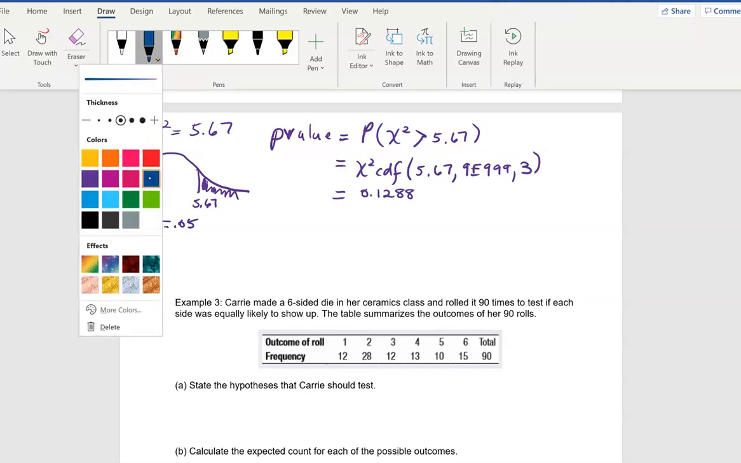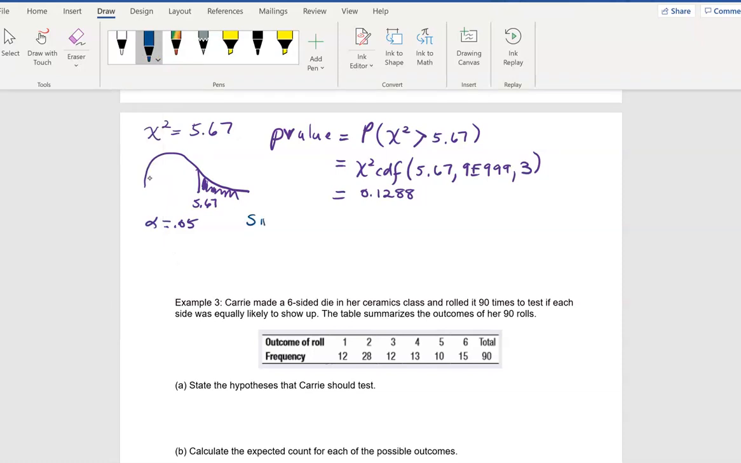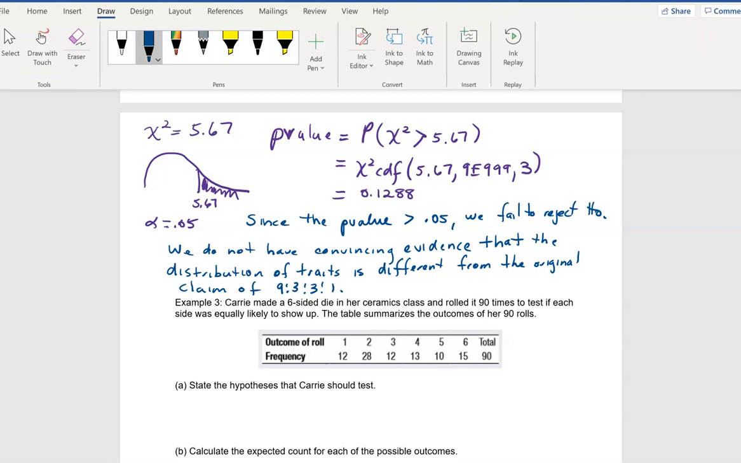And now I'm going to write my conclusion. Since the p-value is greater than 0.05, we fail to reject H0. We do not have convincing evidence that the distribution of traits is different from the original claim of 9 to 3 to 3 to 1.